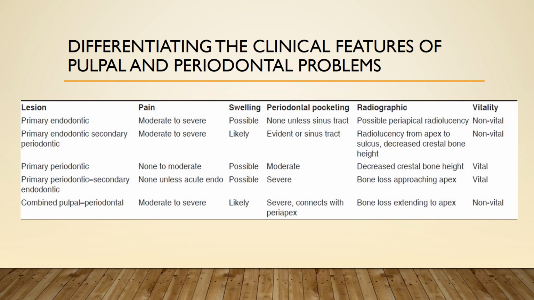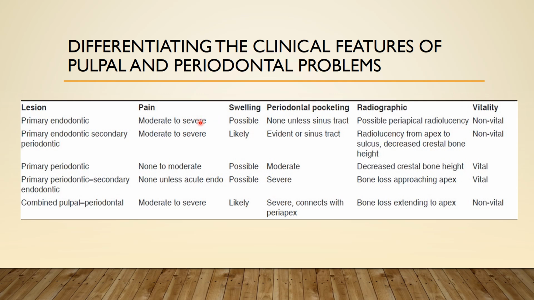So, coming to differentiating the clinical features of pulpal and periodontal problems, we have to rule out whether it is primary endodontic or primary endodontic, secondary periodontic. So how can we differentiate all these types of endoperio lesions by their clinical features? It can be differentiated by pain, swelling, periodontal pocketing, radiographic examination, and vitality.